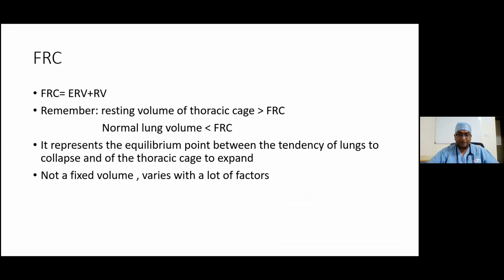As we have discussed before, at FRC, there is an equilibrium between the recoil forces of lung. So that means this is the equilibrium point between the tendency of lung to collapse and the thoracic cage to expand. Now, what we have to keep in mind is this is not a fixed volume like the other volumes and capacities. This FRC varies with a lot of factors.